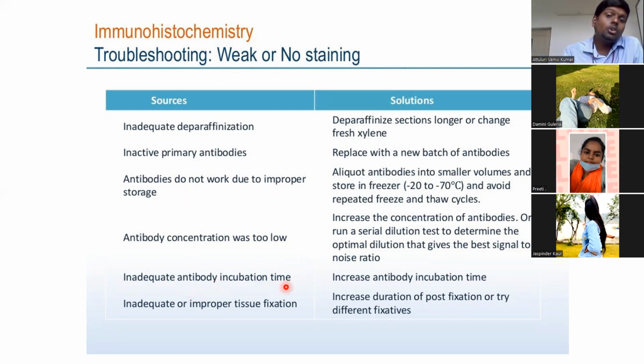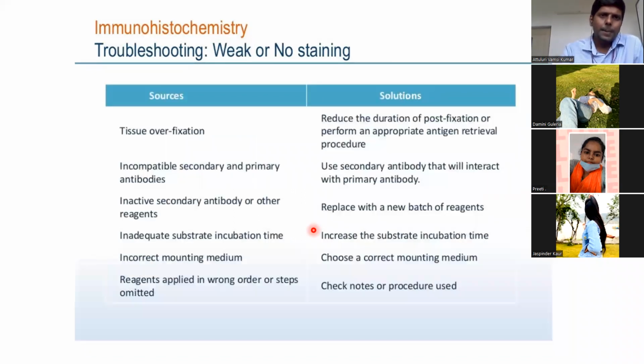Then inadequate incubation time. You haven't waited for half an hour. Rather than half an hour, after 10 minutes, you went to the next step. That might be one reason. And inadequate or improper staining might be one reason for this weak staining. Okay, so these are the sources of error, and these are the possible solutions to the errors. This is for weak staining and no staining procedures. Then let us go to the next one.